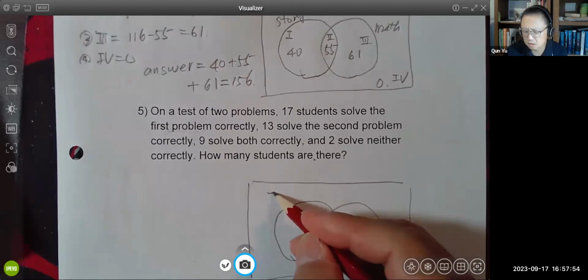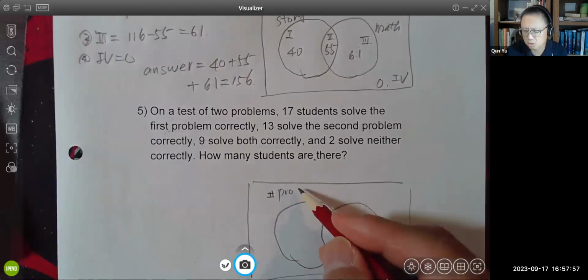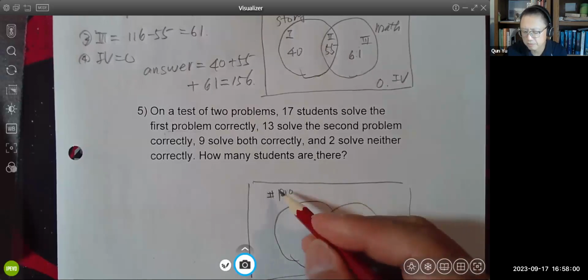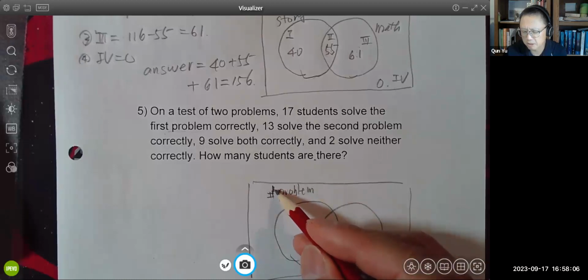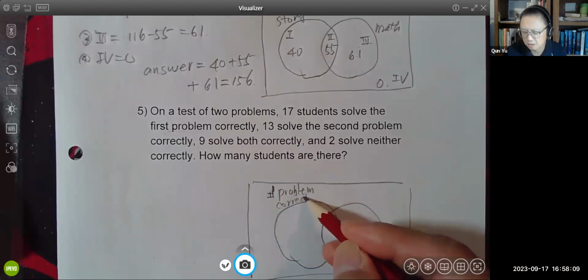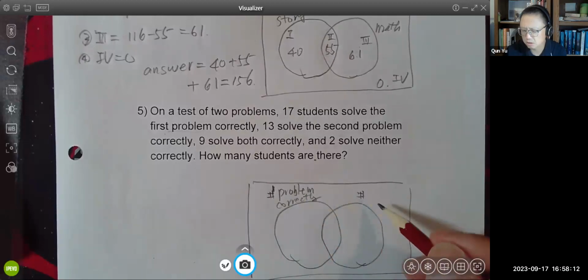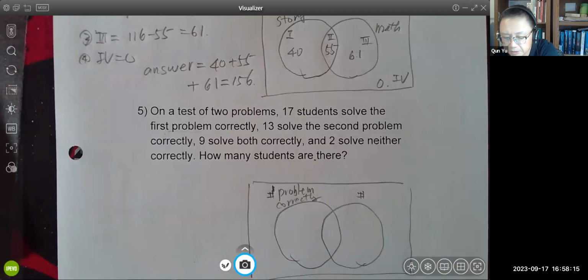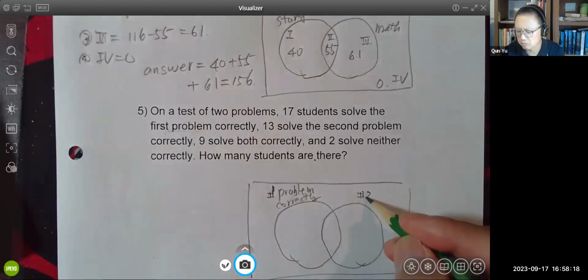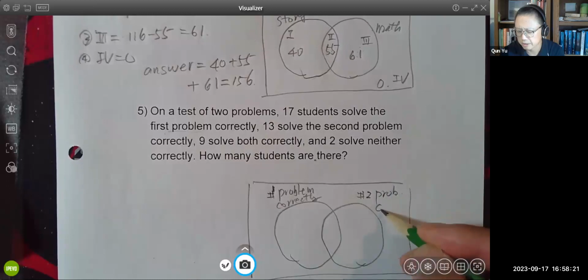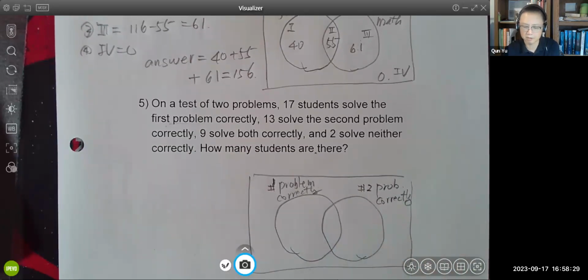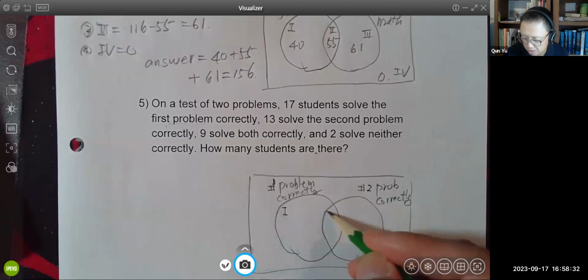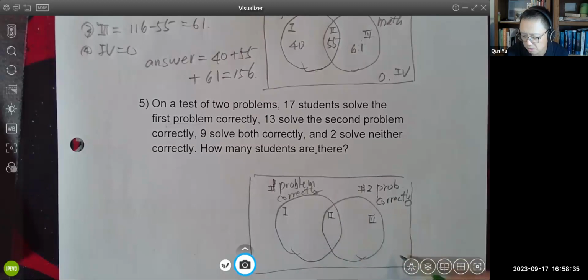The first circle represents those who solve the first problem, the number one problem, correctly. This second circle represents, let me get a new pencil, those who solve the number two problem correctly. Apparently, this overlap region then represents those who solve both problems correctly. Make sense? So number one, number two, number three, number four.